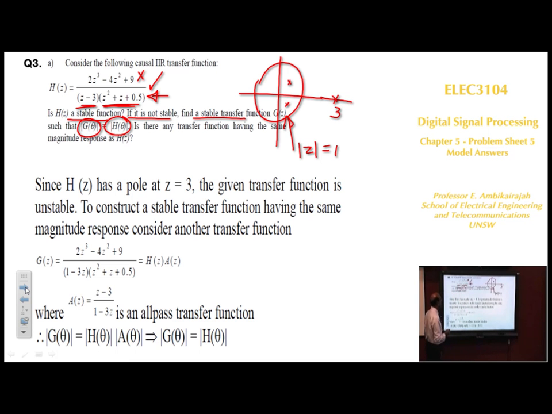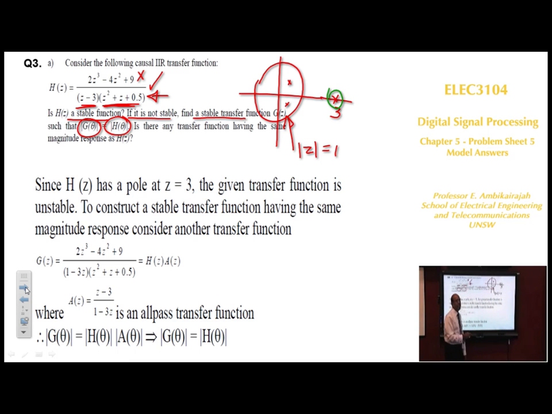So we must find another transfer function which makes the system stable, but the magnitude responses are the same. So how do we do that? What you need to do is, remember we did this all pass filter? So we need to have that thinking. We must find a way to have a zero here to cancel that pole.